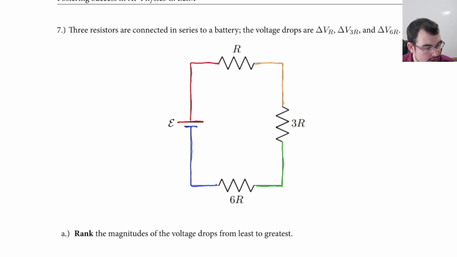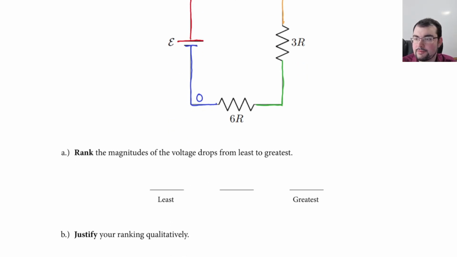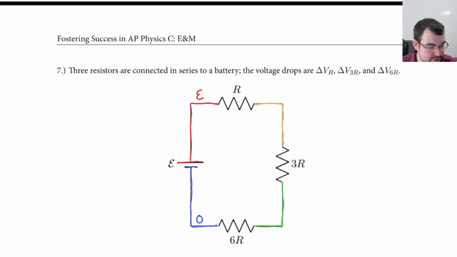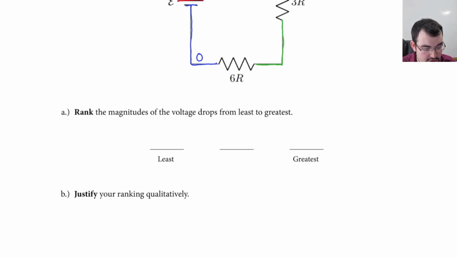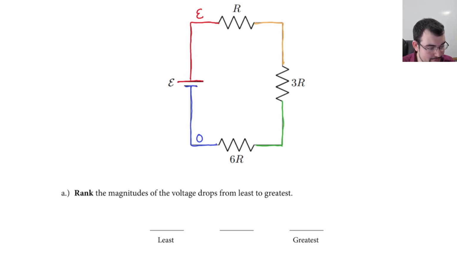So we know that our high potential is going to be epsilon, because our low potential is 0. So we're going to have some intermediate values too. First thing we want to do is rank the voltage drops and justify without doing math. Then of course we'll do it.